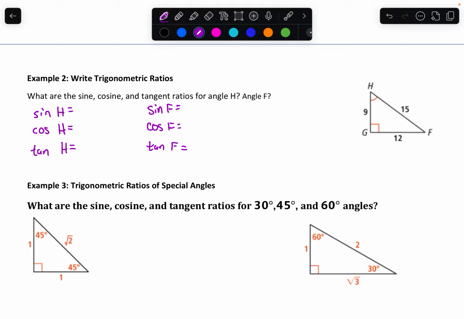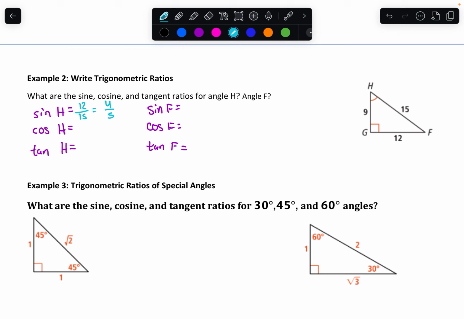So to find the sine of H, I'm going to move my little shrunken self over to H and stand here. And I'm going to remind myself that sine is opposite over hypotenuse. So opposite side is 12, hypotenuse is 15. The sine of H is 12 over 15. If we wanted to, we could reduce that fraction to 4 over 5, right? The opposite side is 4/5 the length of the hypotenuse.